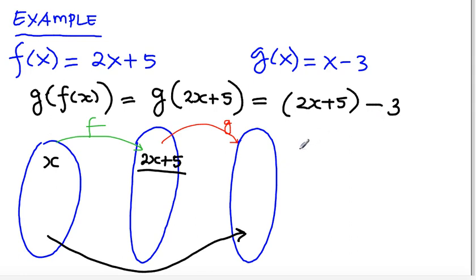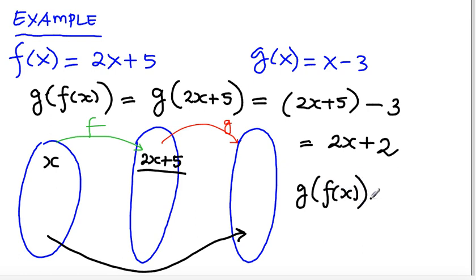And if I simplify that, then I will get 2x plus 5 subtract 3. In the end, the new formula will be 2x plus 2. So the new formula, this is the formula that brings you right away from x and right away to the final value here. That will be 2x plus 2.